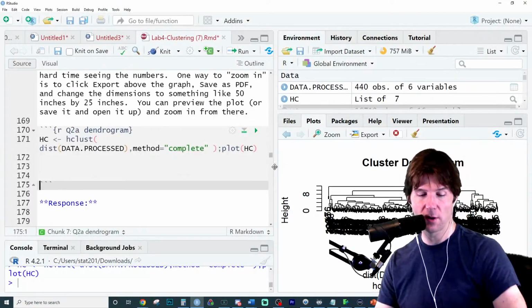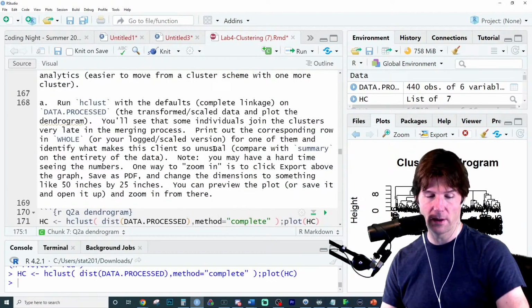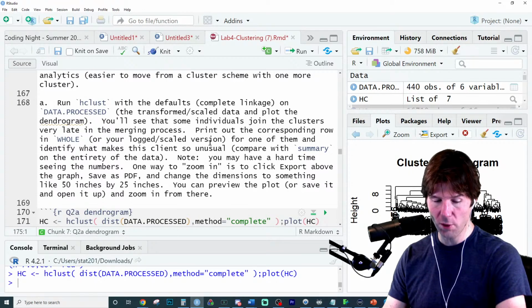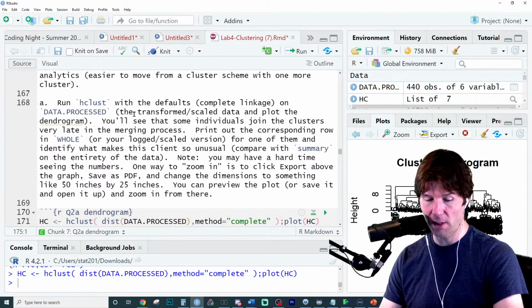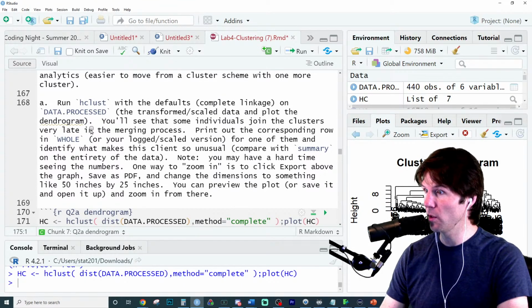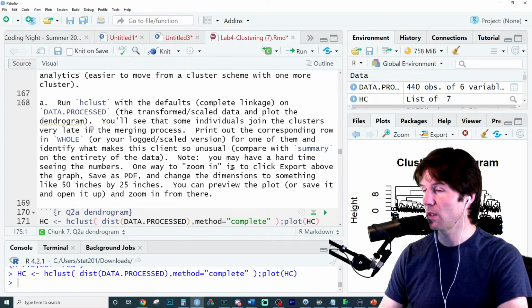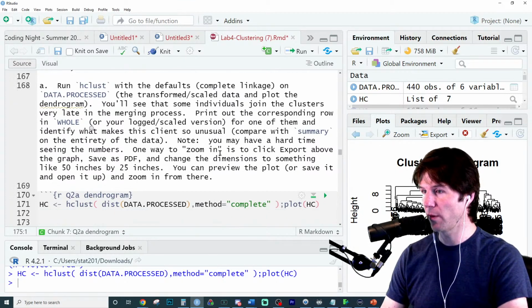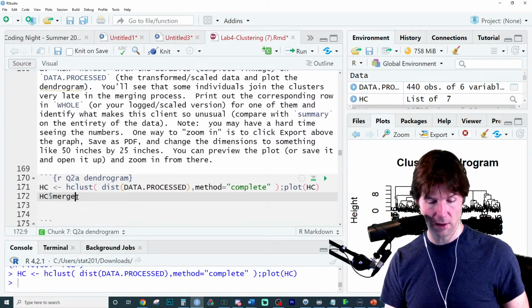Let's look at how they want us to do the cluster, because there's just infinite ways to do this. They are suggesting right here, let's see. Run the hclust complete linkage. So we did that on the data process, the transform, and so on. You'll see the intervals joining the clusters very late in the merging process. We saw that over here. Print out the corresponding row in the whole or your logged data for one of them and identify what makes this client so unusual. So we do need to look at these individuals right here and figure out why they are so unusual. And so let's go to the hclust and let's go here to the merge.